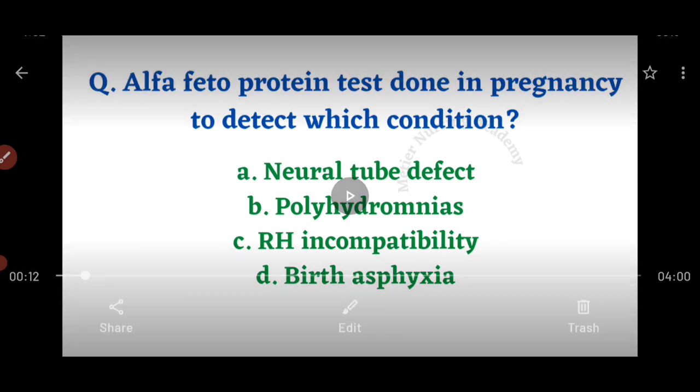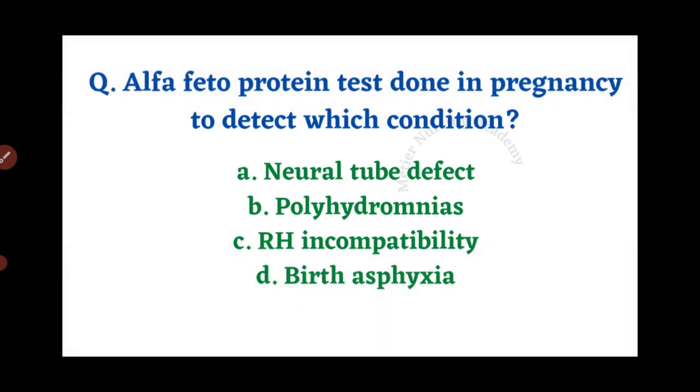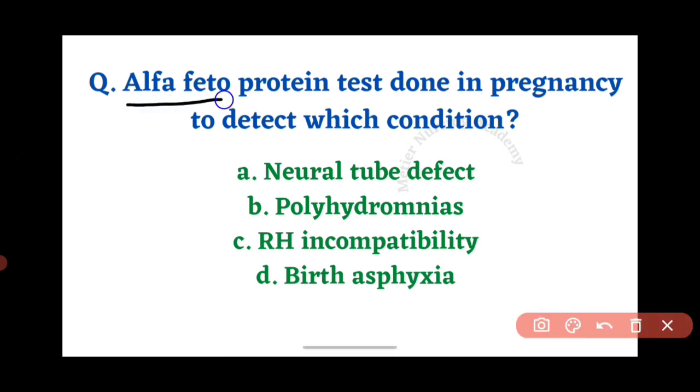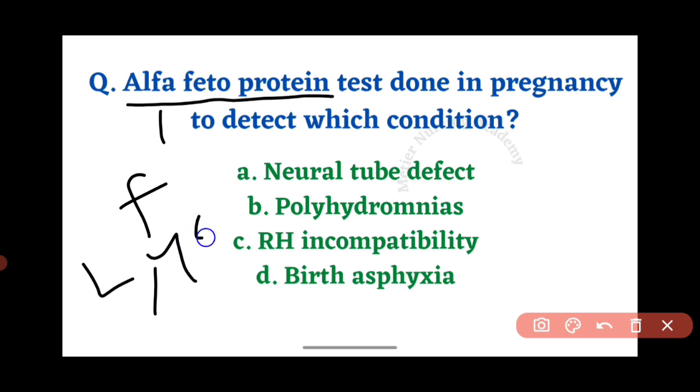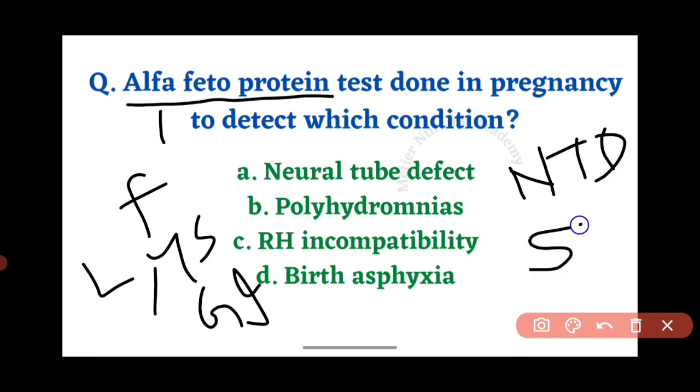Alpha fetoprotein test. First, you should know the meaning of alpha fetoprotein. It is a glycoprotein which is produced by the fetus, liver, yolk sac and gastrointestinal system. This is the first point you should remember. Next, what is the indication for performing the alpha fetoprotein? The indication is to find out neural tube defect and Down syndrome.